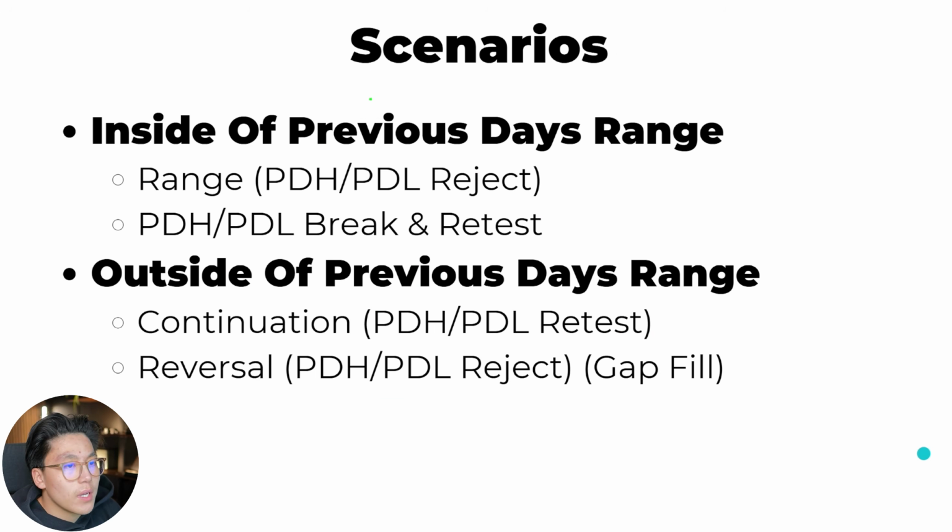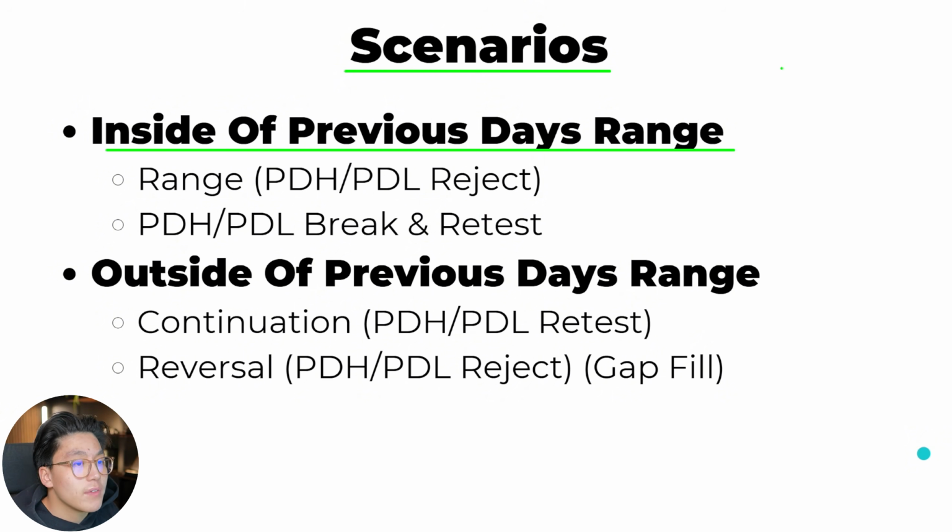So as you can see right here, we have a few different scenarios, and really there's only two different scenarios I would be looking for, right? Inside of its previous day range, or if price is outside of its previous day range. Inside of its previous day range really means that we're inside of its previous day's highs and lows. So whenever we open at 9:30, if we're inside of its previous day highs and lows, this is what's called internal liquidity.